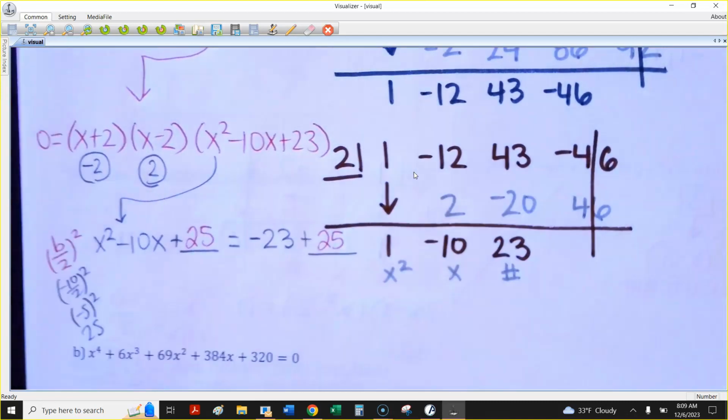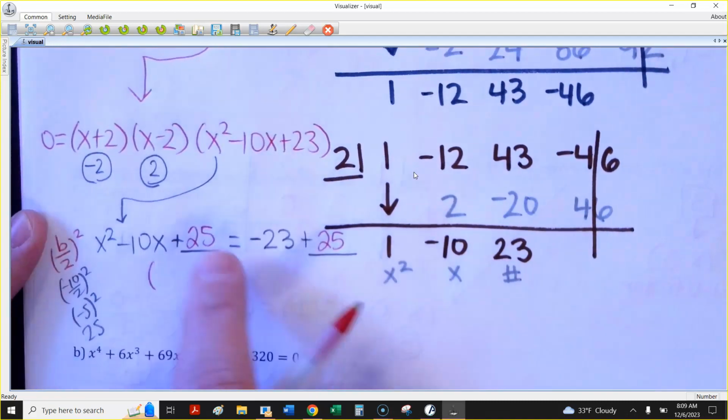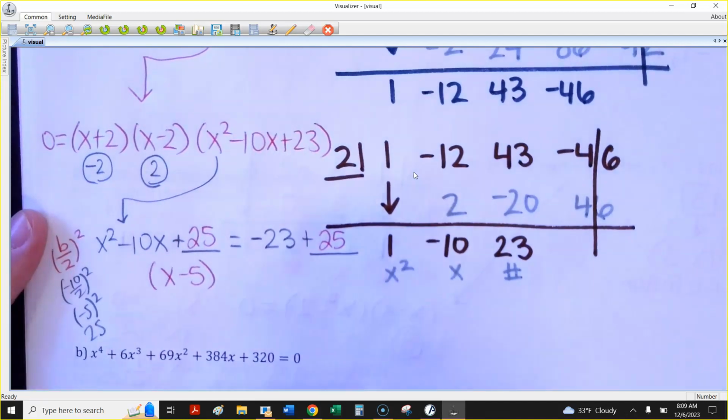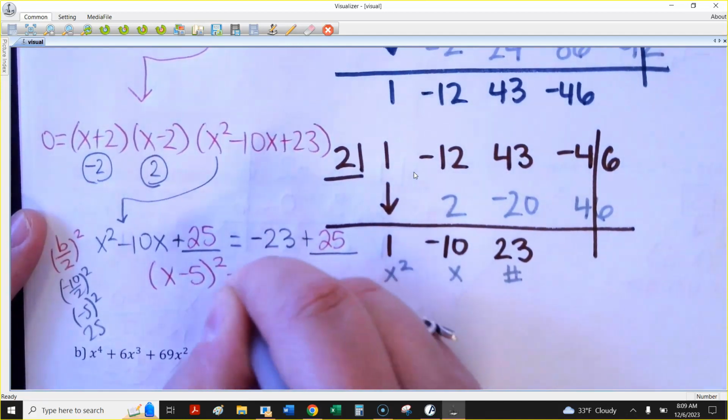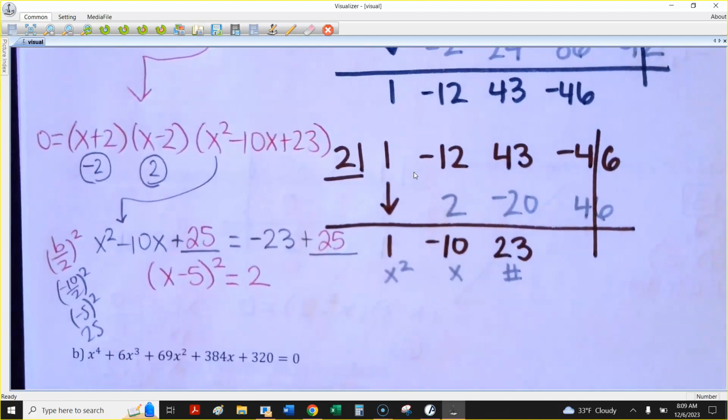Now, whatever you squared, I squared negative 5, that should be the factor. So this is completing the square. The 2 factors are the same. Multiply to get 25, add to get negative 10. It'd be x minus 5 times x minus 5, or x minus 5 squared. Then this side is just 2, negative 23 plus 25.